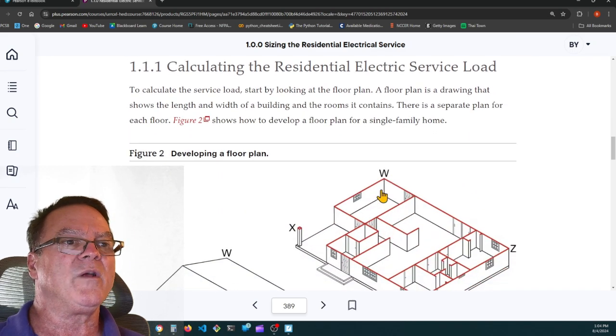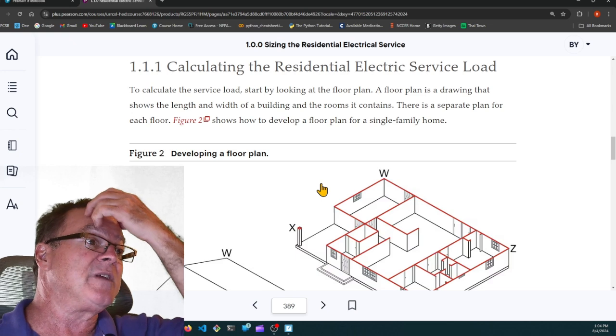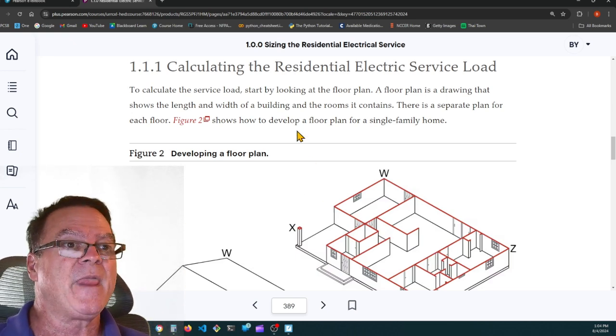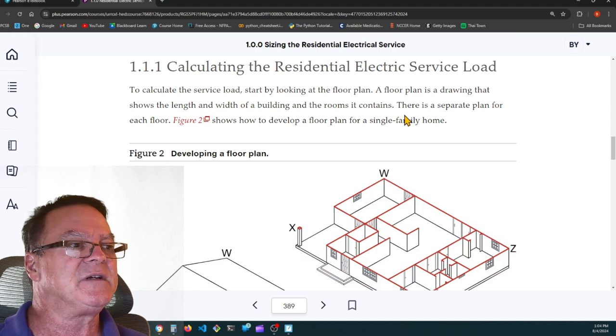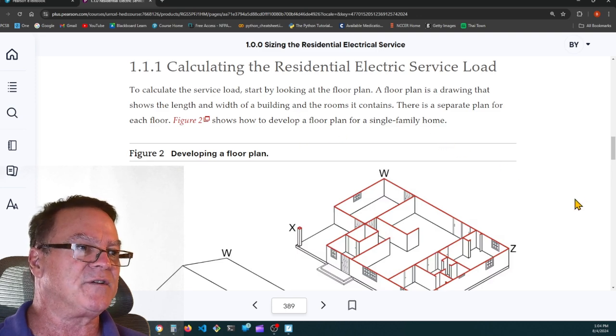All right, 1.1.1, calculating the residential electrical service. Let's calculate the service load. Start by looking at the floor plan. A floor plan is a drawing that shows the length and width of the building and the rooms it contains. There's a separate plan for each floor. Figure 2 shows how to develop a floor plan for a single-family home.